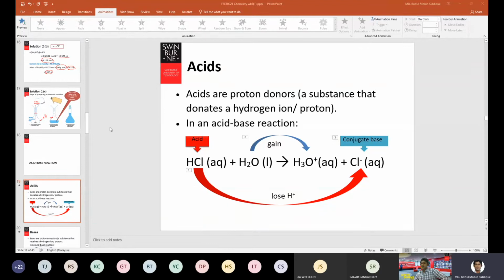Water is a substance that can act as a base or an acid. That is the very mysterious thing about water: depending on the situation and the type of substance it is reacting with, it can behave as an acid or a base. So the acid is giving, and the base is taking this hydrogen from the acid.